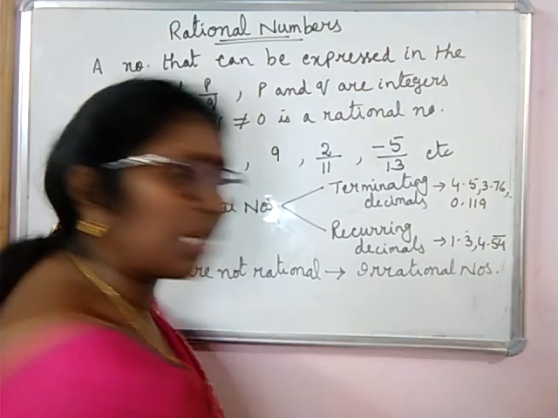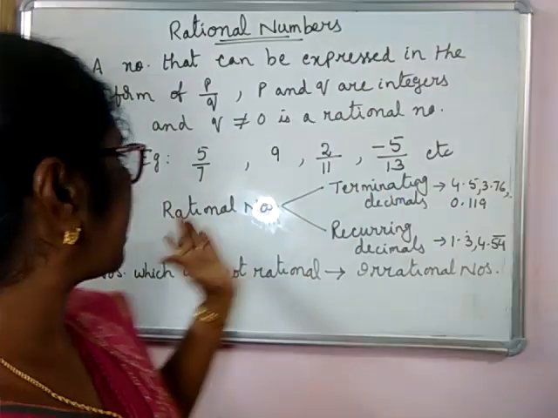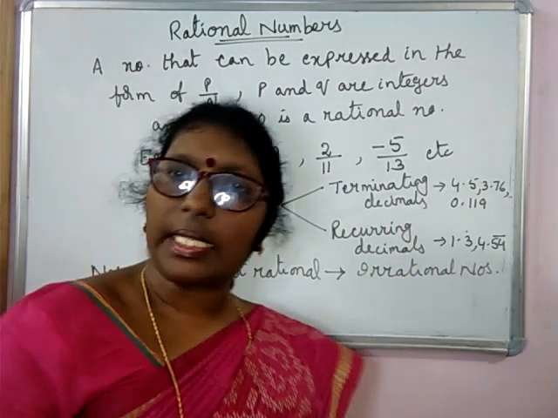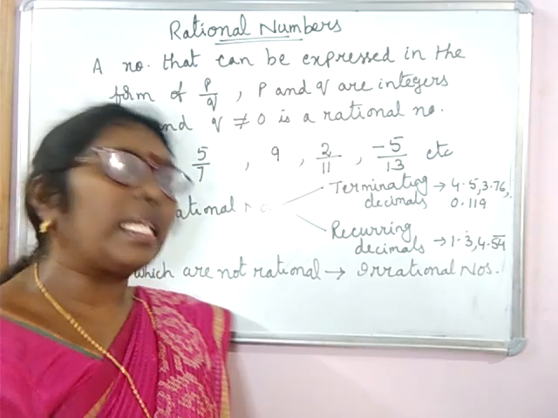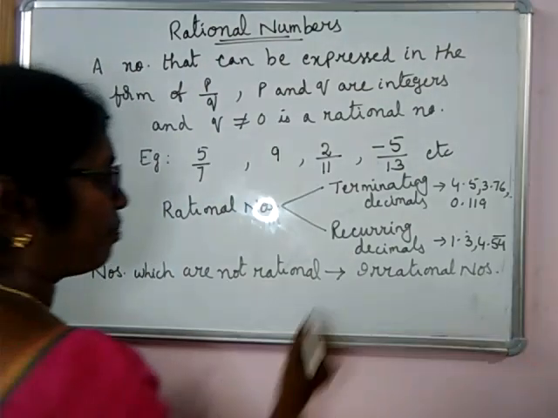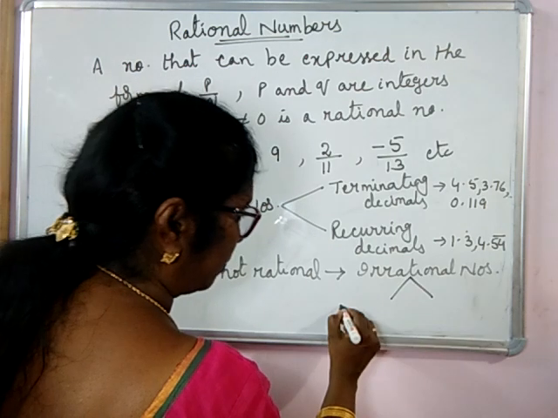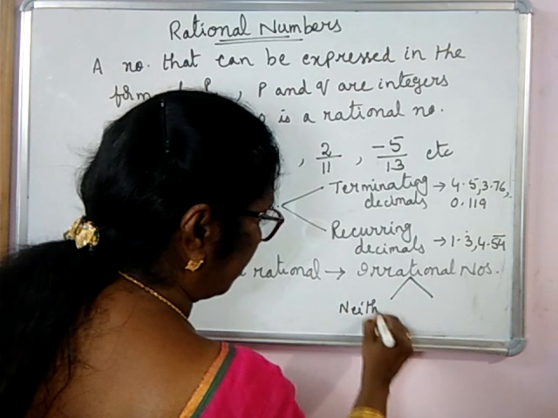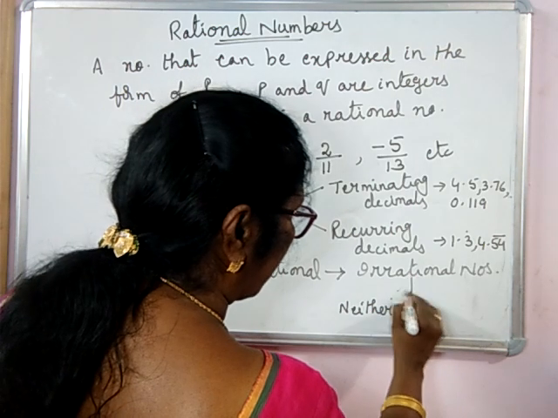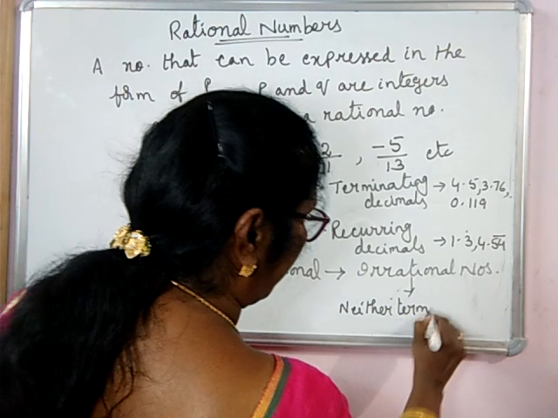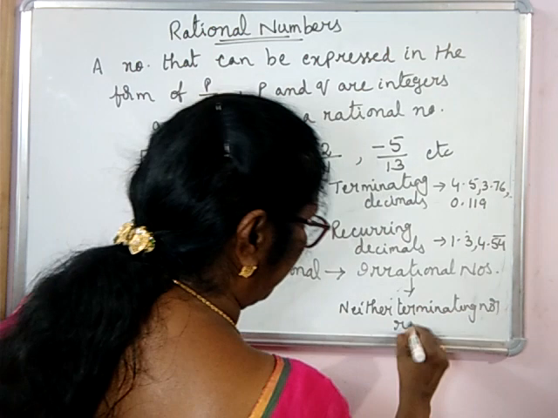Then what are irrational numbers? You might be thinking terminating decimals are rational numbers. Recurring decimals are rational numbers. Then what are irrational numbers? Irrational numbers are neither terminating nor recurring.